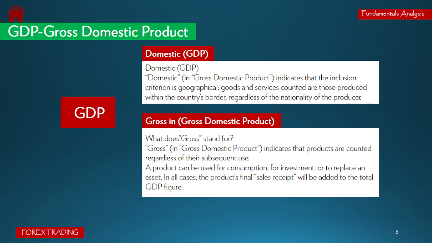Now we also see gross in gross domestic product. So what does gross mean? It indicates that products are counted regardless of their subsequent use. What does that mean? It means that a product can be used for consumption, for investment, or to replace an asset. In all cases, the product's final sales receipt will be added to the total GDP figure. So that's what is called gross domestic product.